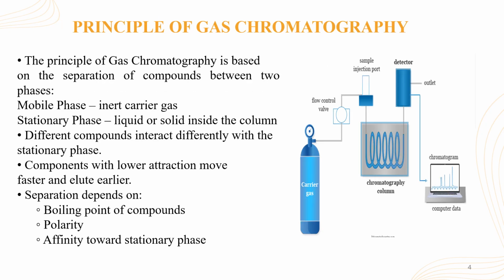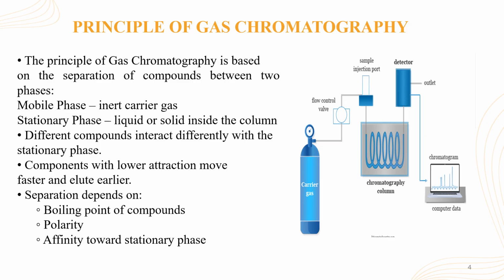The principle of gas chromatography is based on the separation between two phases, the mobile phase and the stationary phase. The mobile phase is an inert carrier gas such as helium or nitrogen. The stationary phase is a liquid or solid present inside the column. Different components interact differently with the stationary phase.